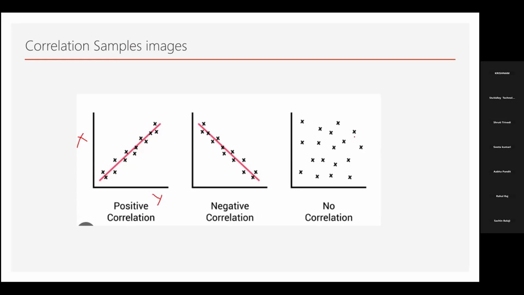Now, negative correlation, what does it mean? Consider this is my X and this is my Y again. X is increasing, whereas Y is decreasing. If you look at this line or slope, you will see it is the opposite slope. One is increasing, another is decreasing. So that's a negative correlation. Is it clear?